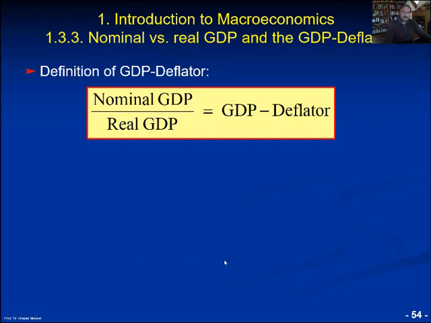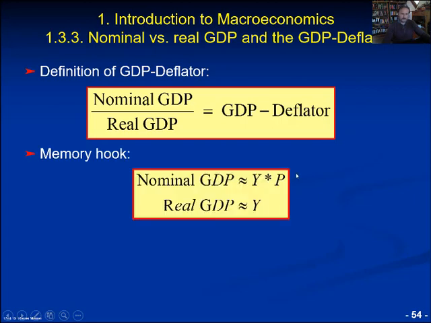Let me show you why this makes sense. Let's start with the definition of the GDP deflator according to the formula just mentioned. So we take for every year nominal GDP and divide nominal GDP by real GDP. The number we receive is what we call the GDP deflator, the measure of the average price level in this economy. To see why this makes sense, let me give you the following memory hook.